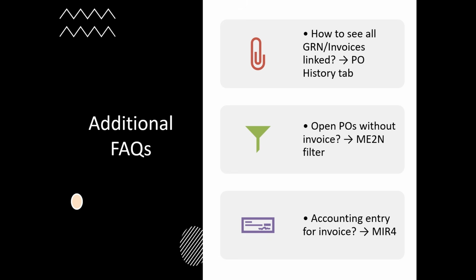There are some other very frequently asked questions that I want to address. Number one is how to see all GRN/invoices linked. So you have to go to PO history tab. The second question is how to open POs without invoices. So you have to put the filter in ME2N. The third one is, what is the accounting entry for invoice? So you have to use MIR4 transaction specifically for the accounting entry of different invoices.